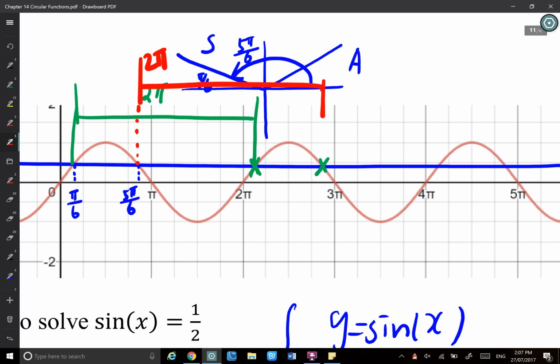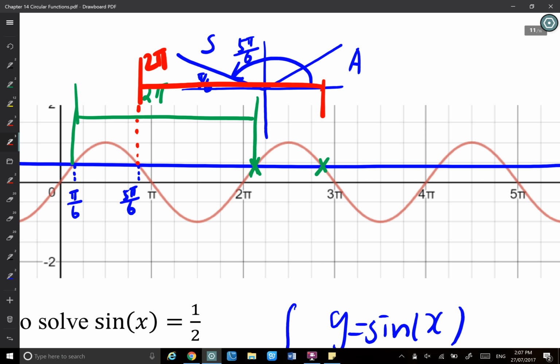There will be 2 values for sine and cosine graph. Sine x equals to something, there will be 2 solutions. Cosine x equals to something, there will be 2 solutions in the first period, except minus 1 and 1. Have a think about minus 1 and 1.